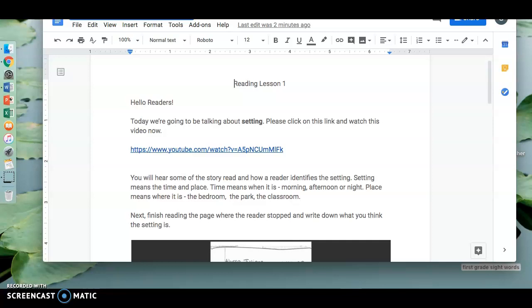Reading Lesson 1. Hello, readers. Today we're going to be talking about setting.